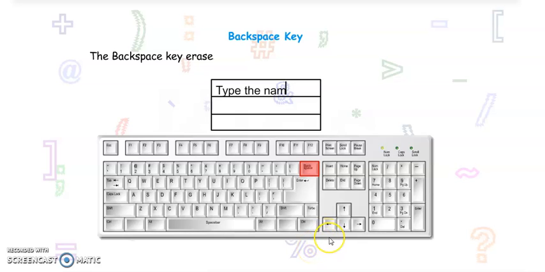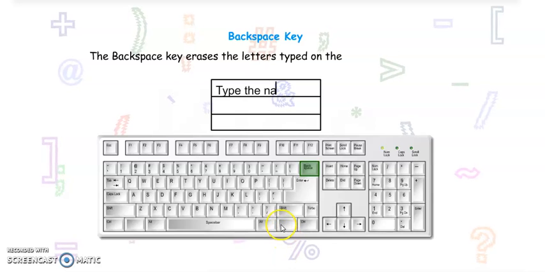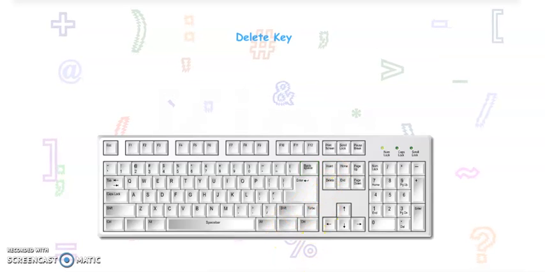Now the next key is the backspace key. This key is used to erase the letters typed on the left side of the cursor. If we have typed wrong, from the left side we can delete our wrong letter with this backspace key. This is the backspace key. You can see it is written here on the key, backspace.